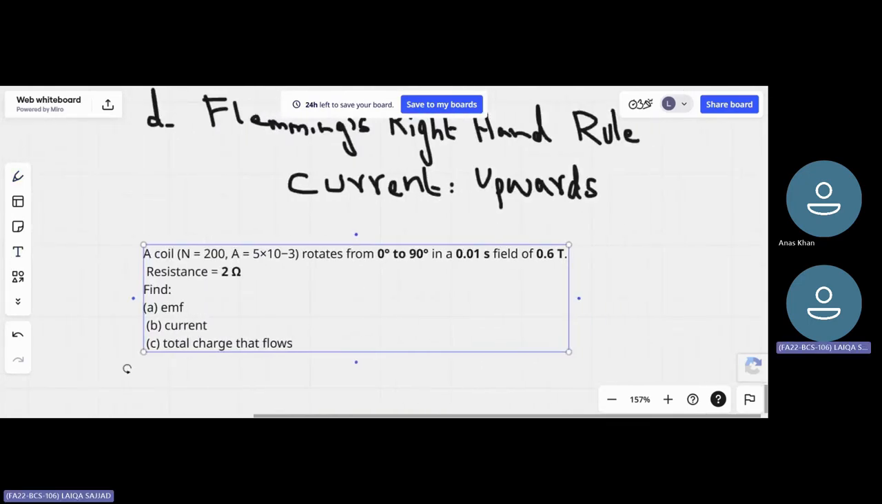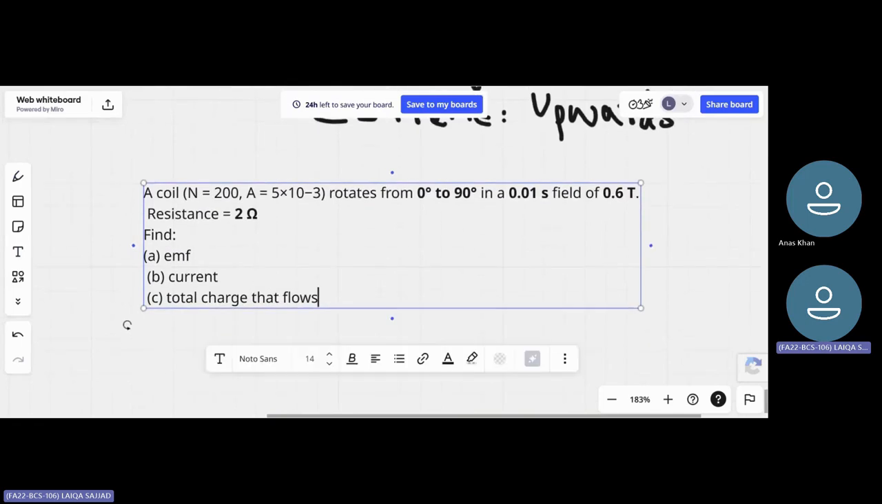We are given a coil that has 200 turns and the area is 5 into 10 raised to power minus 3 meters square. It rotates from 0 degree to 90 degree in 0.01 seconds of time, and the field is of 0.6 Tesla. The resistance is 2 ohms. We have to find the EMF, the current, and the total charge that flows.